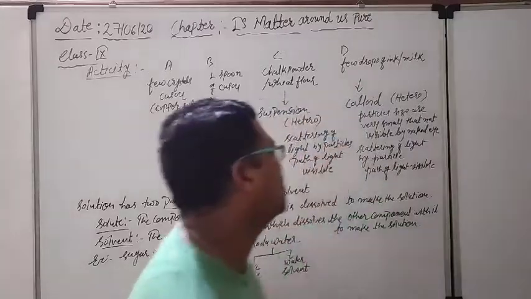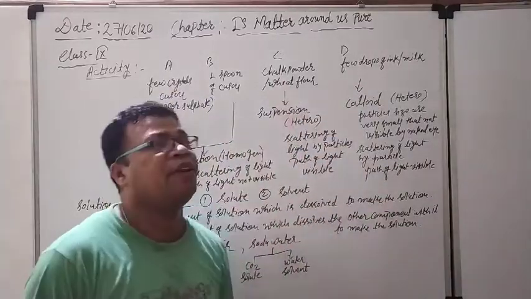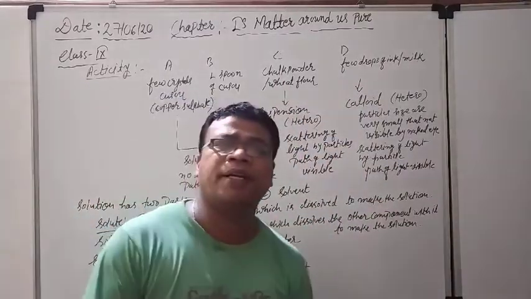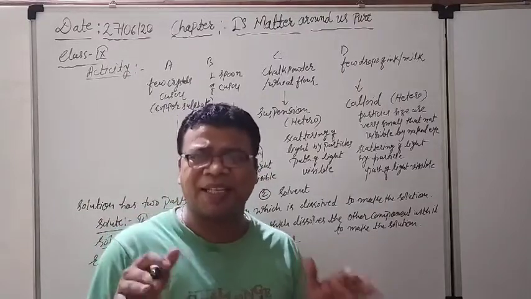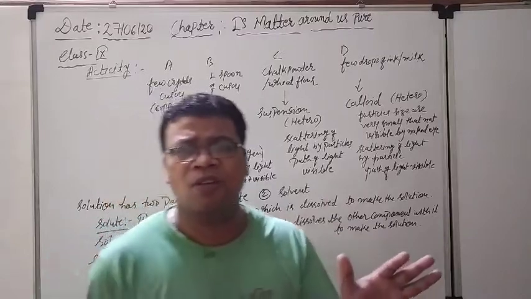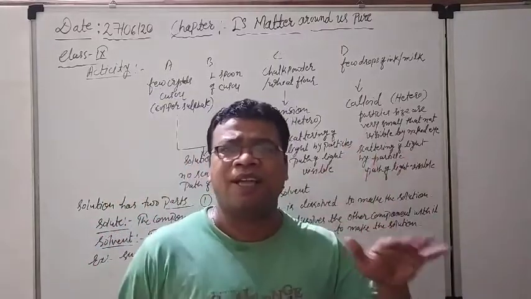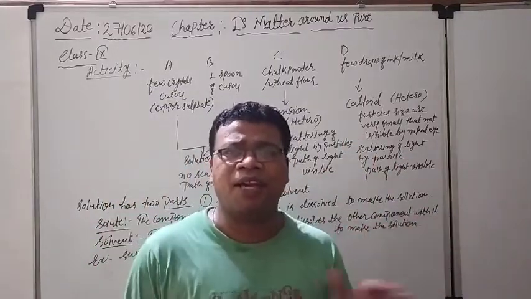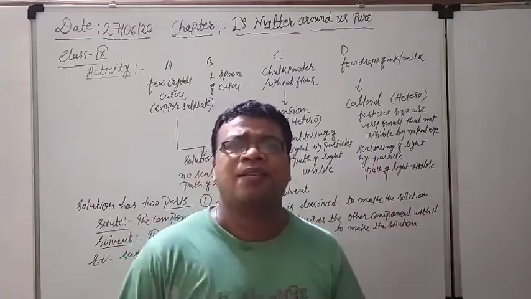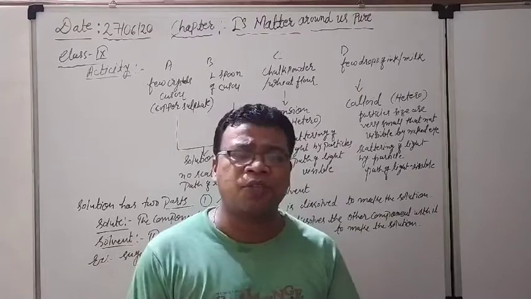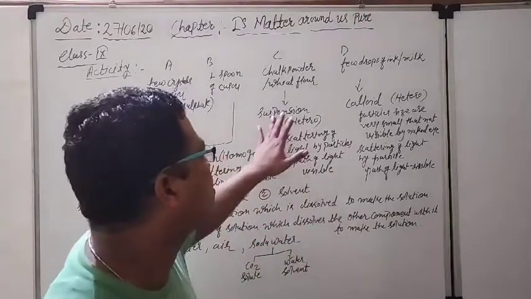For group C, we can say that the chalk powder and wheat flour are not completely dissolved in the water. These particles are just suspended in the water, floating here and there. Suspended means "latka hua", and that's why the name given to them is suspension.